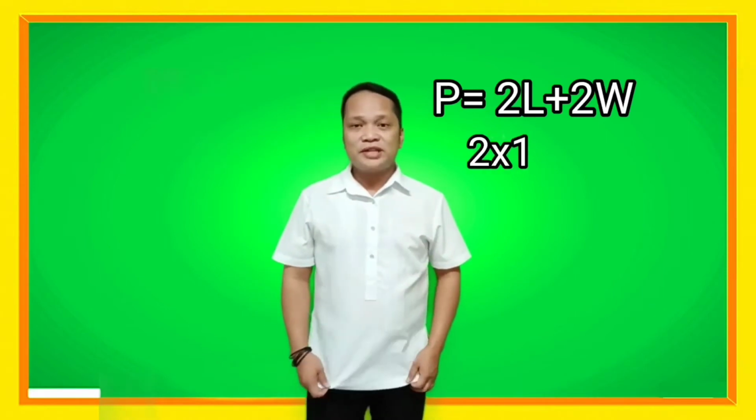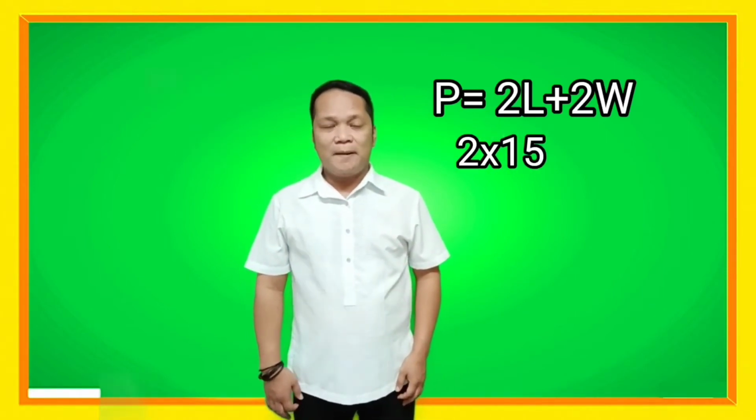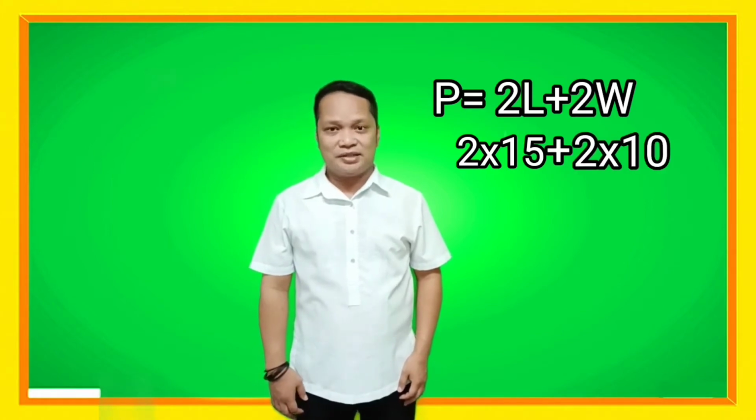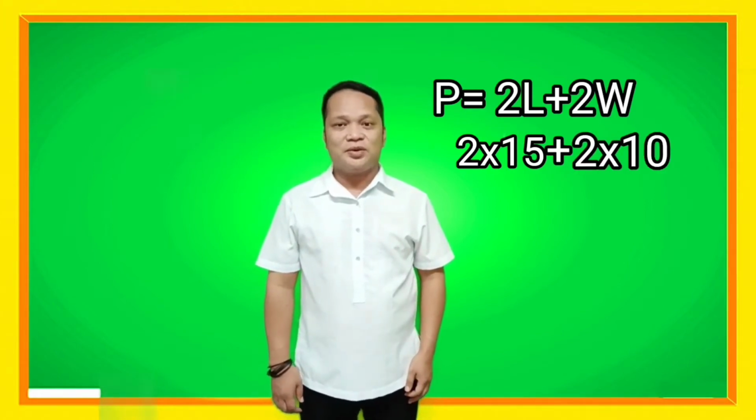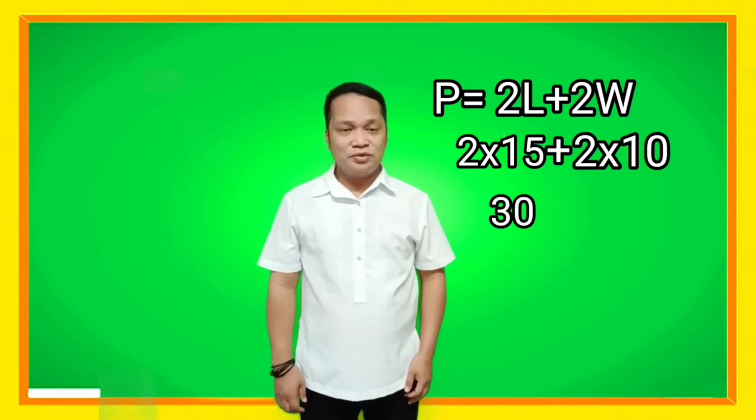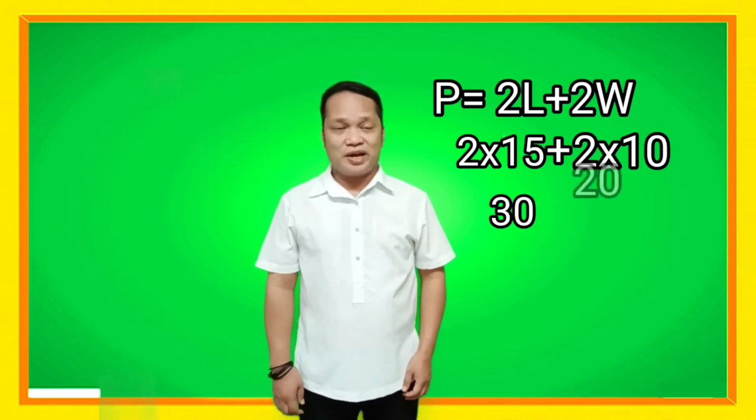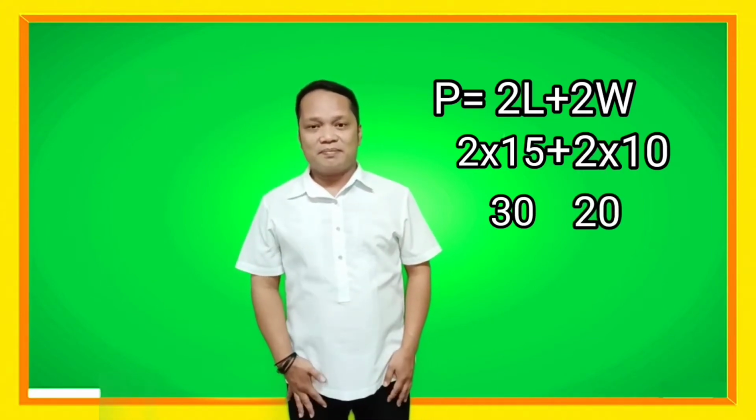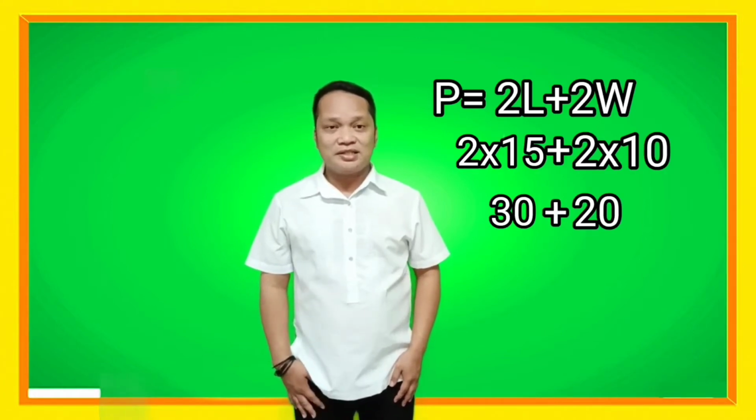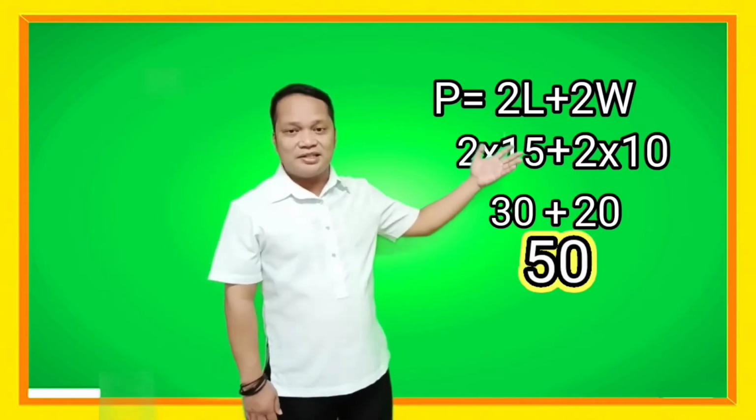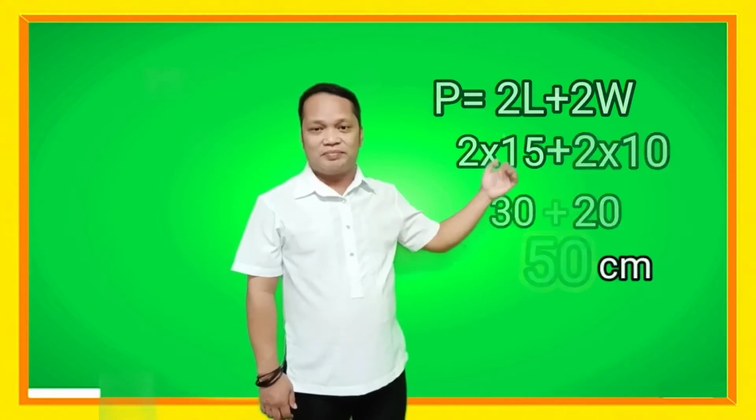Okay, let's see if you have done it correctly. P is equal to 2 times L plus 2W. 2 times 15 as the length of the rectangle plus 2 times 10 as its width. We multiply 2 and 15 equals 30 plus 2 multiplied by 10 equals 20. Then, find the sum. 30 plus 20 equals 50. So, the perimeter of this rectangle is 50 centimeters. Who among you got the correct answer?